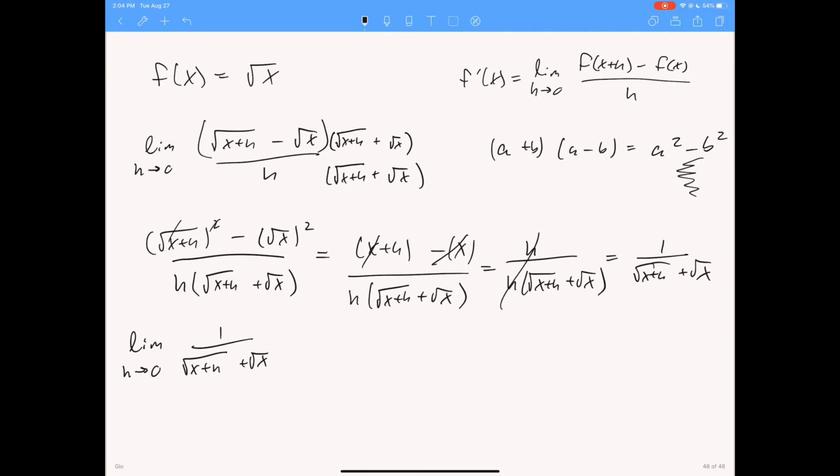And now we can use direct substitution. We can just put in 0 for h. So we'll have 1 over root x plus 0 plus root x, or 1 over root x plus root x. Now these are like terms, they're both root x's, and we have 2 root x's, so we'll write just that, 2 root x. And that is our derivative.